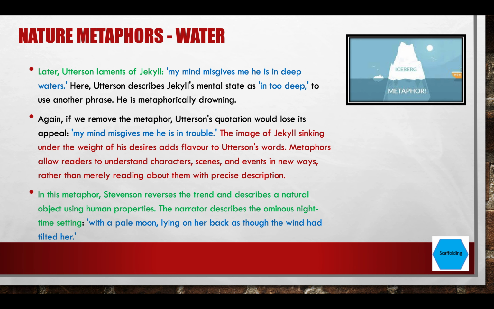So let's look at one more metaphor in which Stevenson reverses the trend and describes a natural object using human properties. The narrator describes the ominous nighttime setting with a pale moon lying on her back as though the wind had tilted her. So obviously the moon does not have a back, and it can neither lie down nor tilt, but adding these human characteristics brings the natural object to life, allowing it to become a character in the scene that foreshadows the disastrous events that follow.